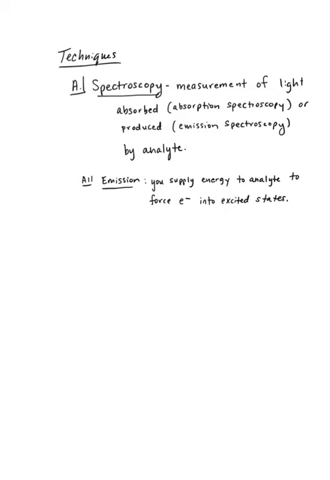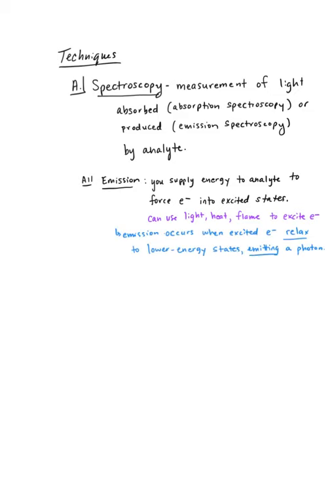In an emission spectroscopy experiment, you, or an instrument that you use, needs to supply energy to an analyte of interest to force that analyte's electrons into excited states. You can do this through use of heat, like from a flame, or light itself. Ultimately, emission occurs because excited state electrons relax back down to ground states. When they do so, they emit photons, and we can measure those photons' wavelengths.